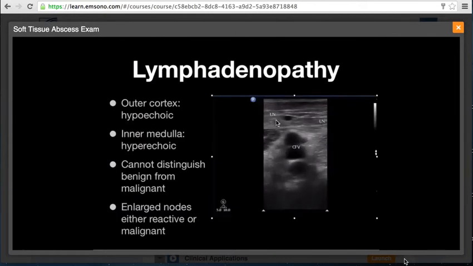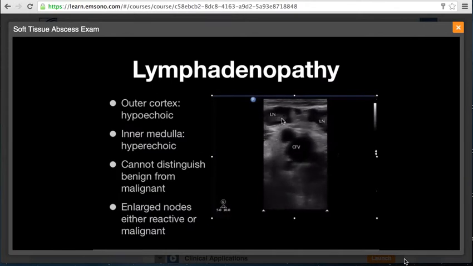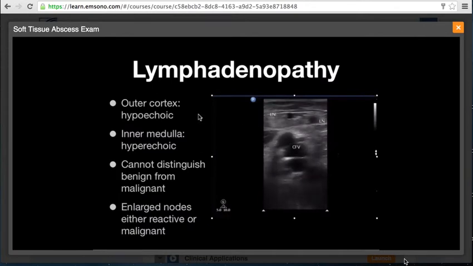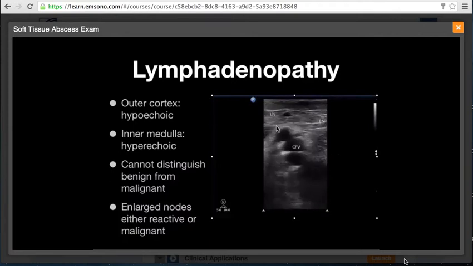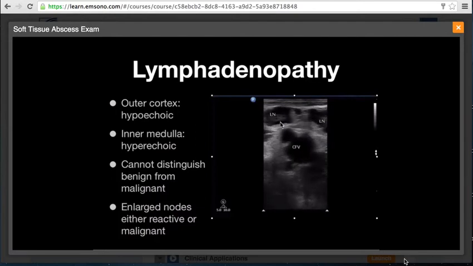Here's a patient where lymph nodes were incidentally seen during a DVT study. You can see them up here in the near field. Now, lymph nodes will have a hypoechoic outer cortex. Their inner medullary region will be hyperechoic, and you can see the hyperechoic intermedullary region and the hypoechoic outer cortex. It's important to remember that you cannot distinguish benign from malignant nodes, and enlarged nodes can either be reactive or malignant, so it should not be the part of this focused study to try and attempt to differentiate a malignant from a benign lymph node.